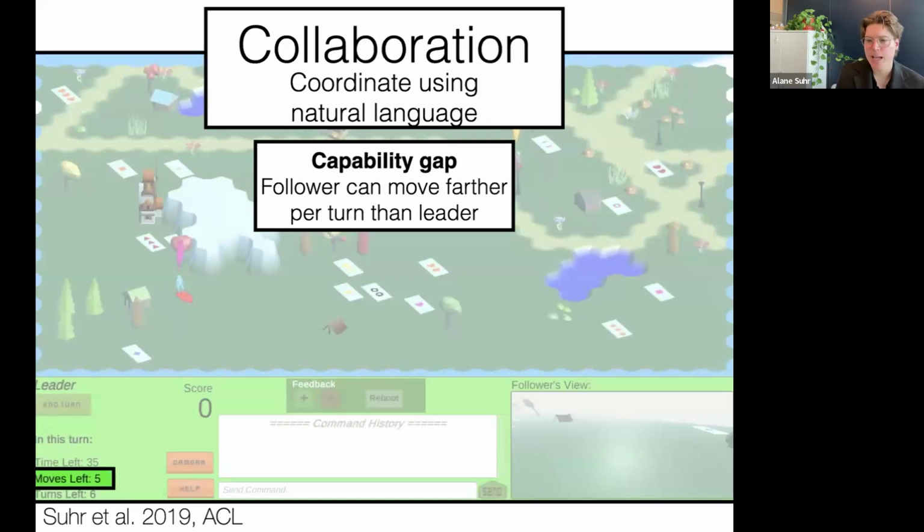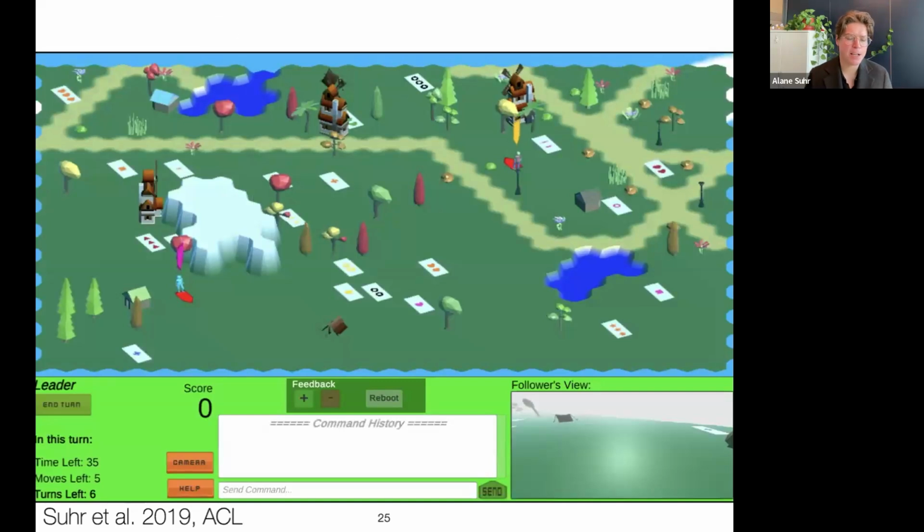We also have a capability gap where the follower can move farther per turn than the leader. And this just encourages the leader to actually coordinate with the follower, because if they just told the follower to stay put the whole time, they're not going to be able to pick up very many sets. And it also encourages the leader to give more complex instructions to the follower because they have more steps to use. So I'm just going to give a quick demo of this game so you have a sense of what's going on.